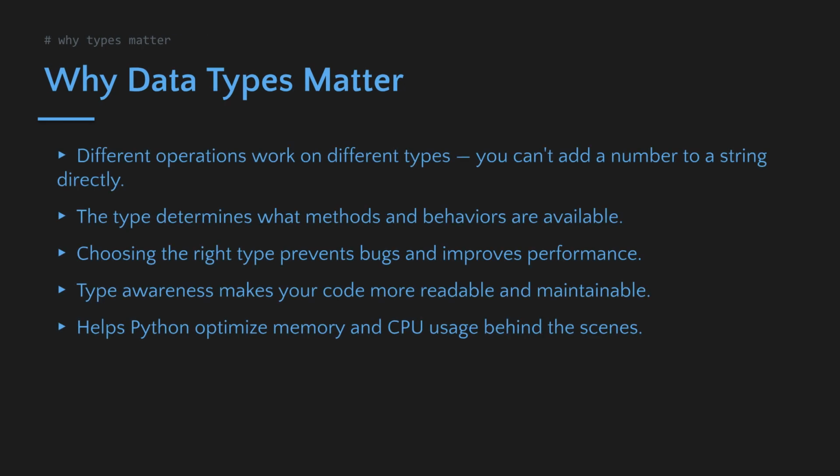Data types are crucial because different operations apply to different types. For instance, you can't directly add a number to a string. Choosing the correct type defines available methods, prevents bugs, improves performance, and makes your code more readable.